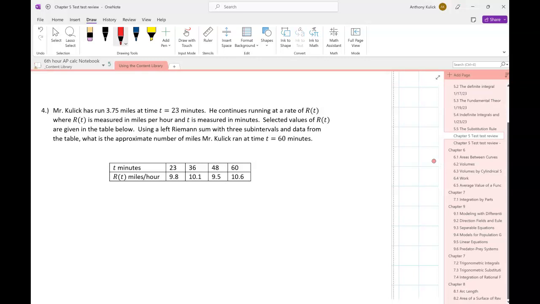Does it matter that those are not the same change? No, it just means your rectangles have different bases. Big whoop. Doesn't matter.